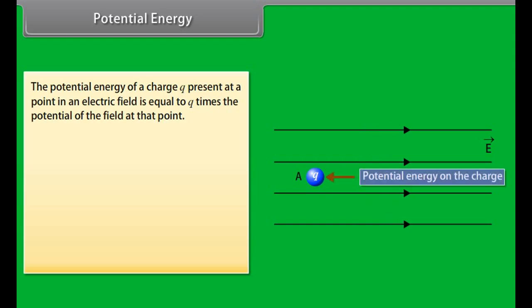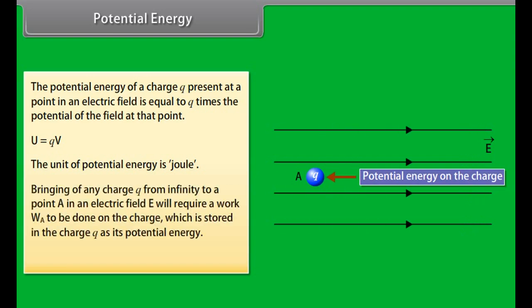Potential energy. The potential energy of a charge Q present at a point in an electric field is equal to Q times the potential of the field at that point. U is equal to QV. The unit of potential energy is joule. Bringing of any charge Q from infinity to a point A in an electric field E will require a work W_A to be done on the charge, which is stored in the charge Q as its potential energy. U_A is equal to QV_A.